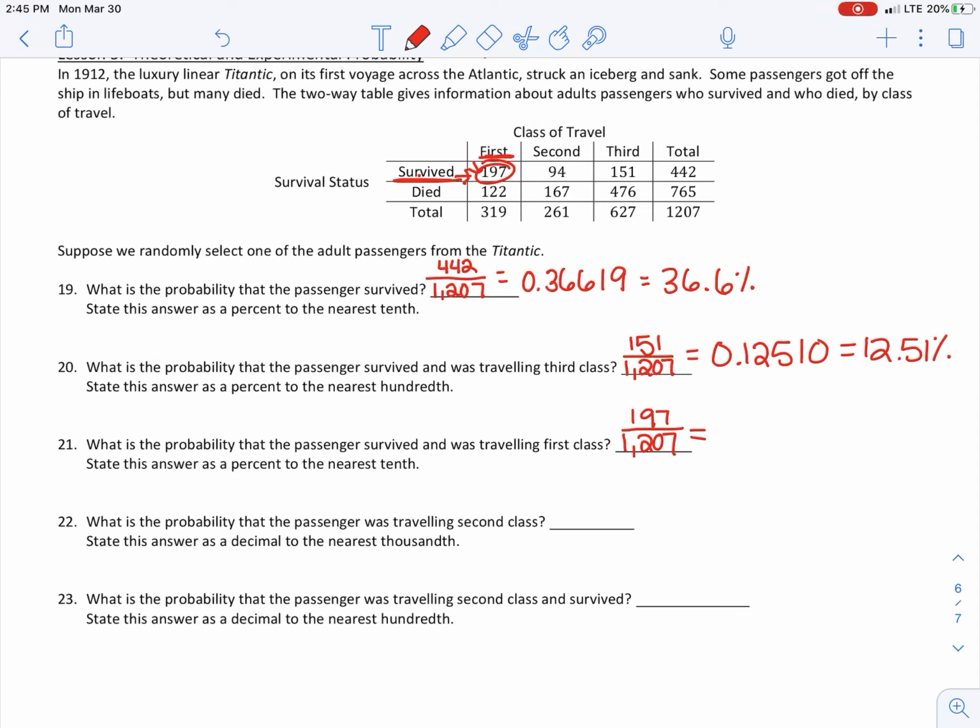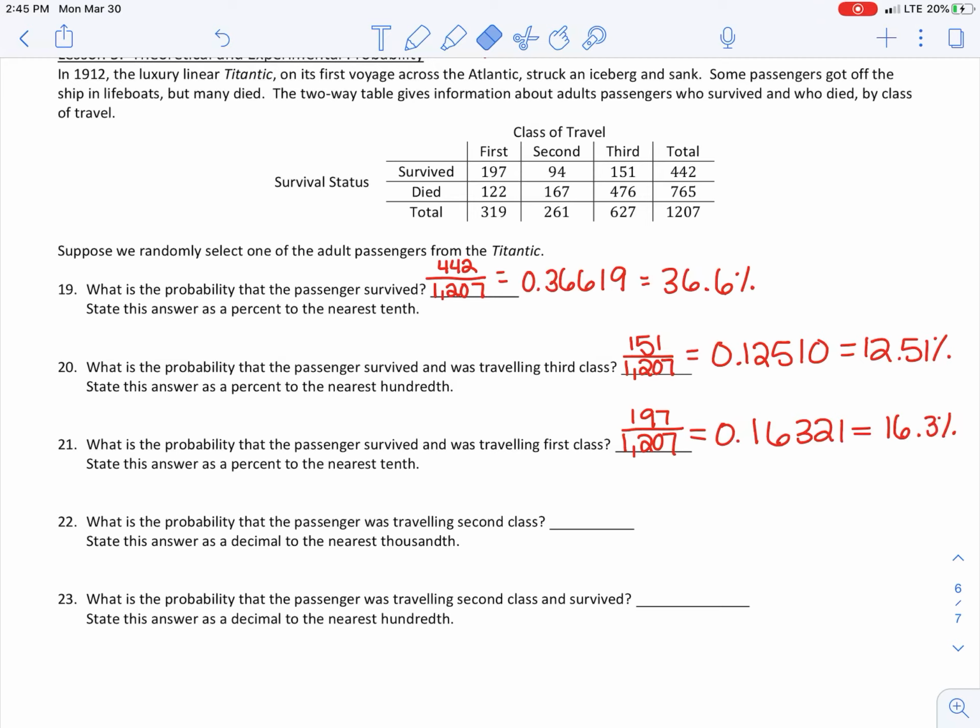So we're going to take that 197, divide that by 1,207. We get a decimal of 0.16321, and it keeps going on. But we are going to go ahead and multiply that by 100 to get our percent of 16.3% to the nearest tenth.